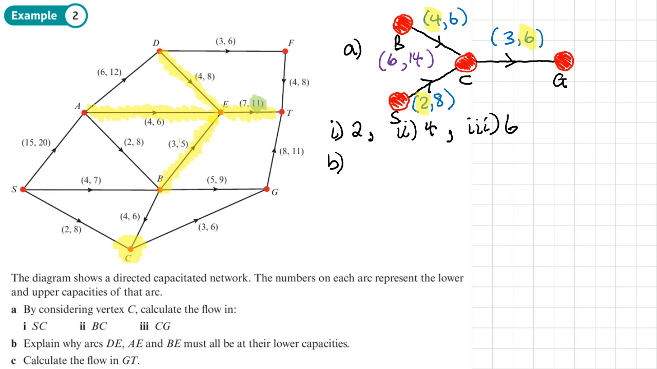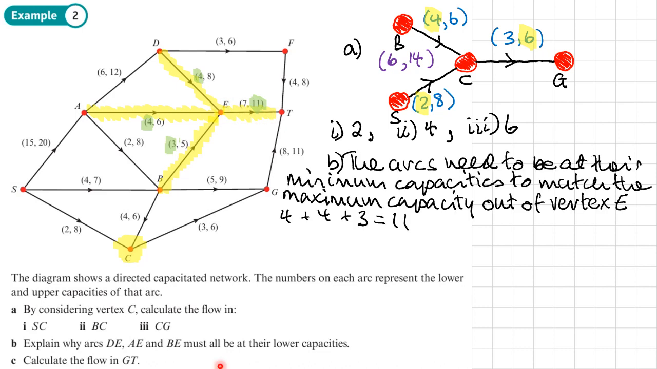Let's look at their minimum capacities. So 4 plus 4, that's 8 plus 3 is 11, right? So these need to be at their minimum capacities because that matches the maximum capacity out of vertex E. So the arcs need to be at their minimum capacities to match the maximum capacity out of vertex E. So that 4 plus 4 plus 3 has to equal 11.